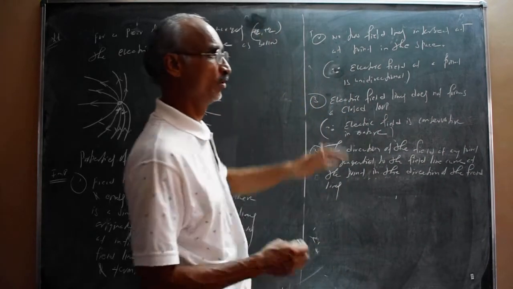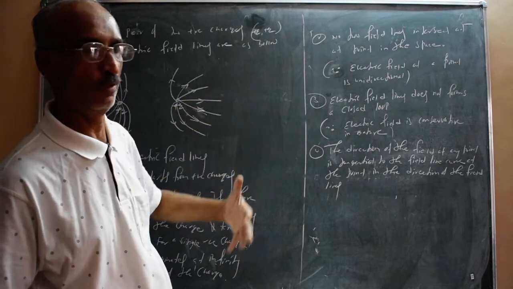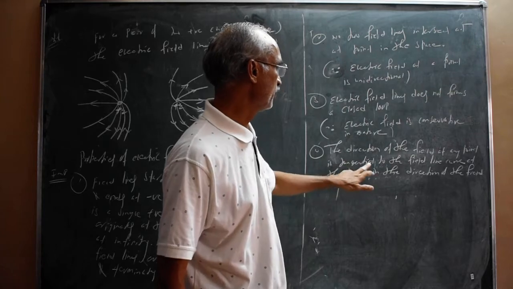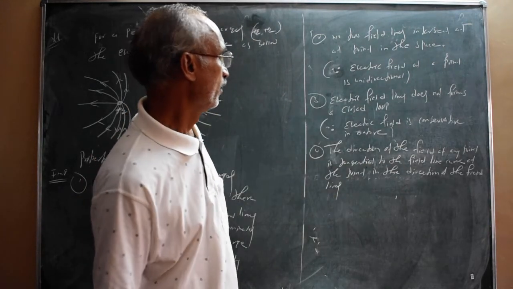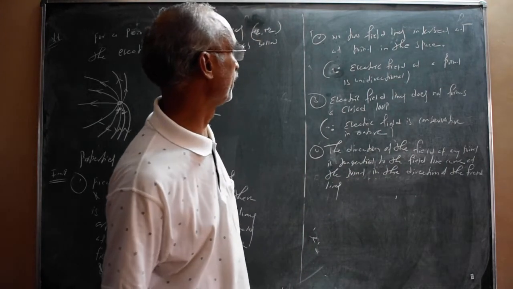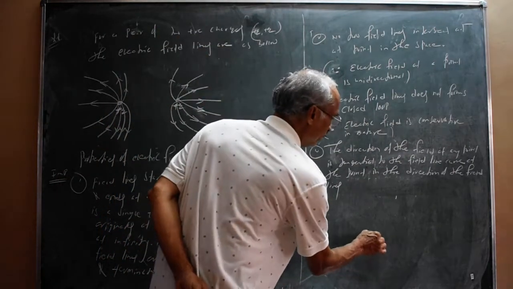One or two mark questions, 2 marks, 3 marks questions will be asked. Therefore, remember one or two important points. The direction of the field at any point is tangential to the field line curve at that point, in the direction of the field lines. Okay, so how many field lines can be drawn?